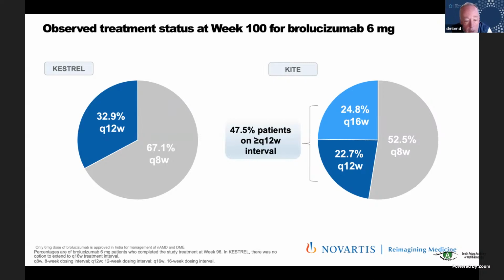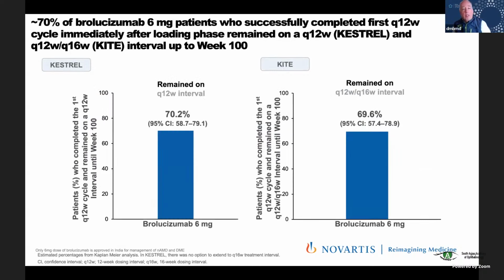This is the number of patients that were able to be maintained on Q12 weeks. In Kestrel it was approximately a third with this criteria. It was a very tight criteria. We really didn't allow any fluid. In Kite, it was 22.7% over 12 weeks and 24% were over 16 weeks. Again, that's with a super tight criteria for maintaining that dosing. 70% of the brolucizumab patients who successfully completed their first Q12 week cycle were able to maintain. So if you could keep them on 12 weeks, most of them stayed there, again, with a tight criteria for reduction.